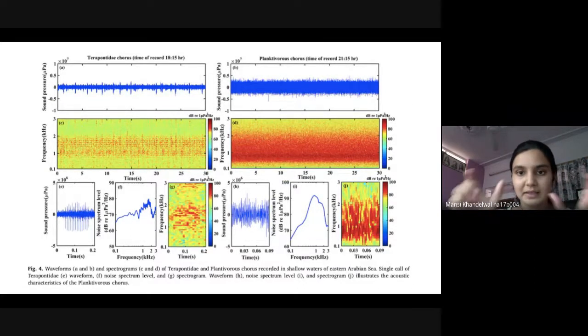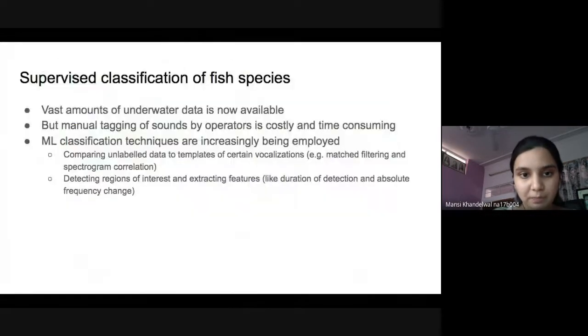Right, and this is another example that we've taken from a study which was conducted by NIOT. So you can see that there are two examples here. Let's call these two species one and species two, and you can see how their sound characteristics are very different from each other. And a number of these sound characteristics are currently used to classify these species if we know what kind of species we are looking for. Right.